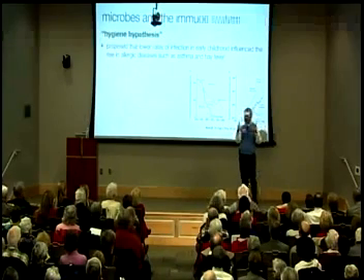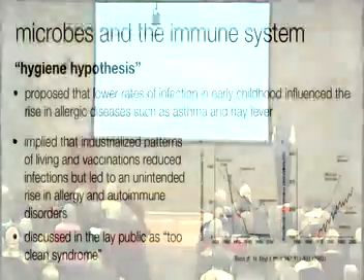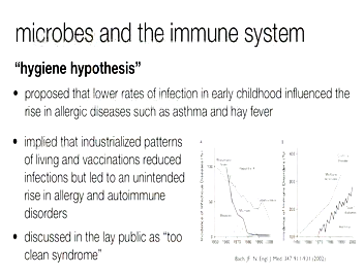So the theory was something like industrialized patterns of living and vaccinations did a great job at reducing the infections, the left side of this image, but led to an unintended rise in allergy and autoimmune disorders because the body now had fewer and fewer things to early on prime the immune system to begin to recognize, and as a result, the immune system wasn't regulated properly and attacked itself or attacked things that it saw coming through the digestive system like peanuts or eggs, and led to an increase in allergies.